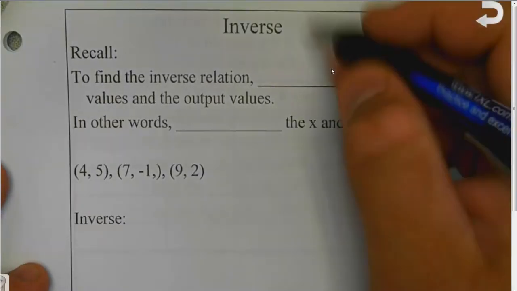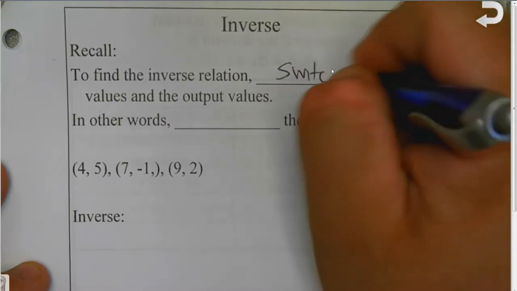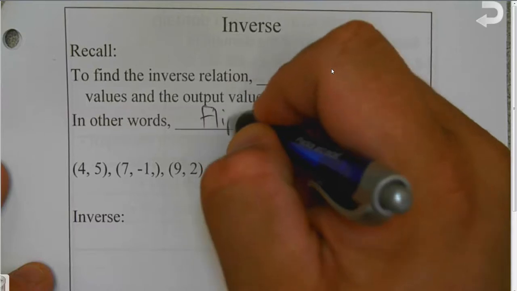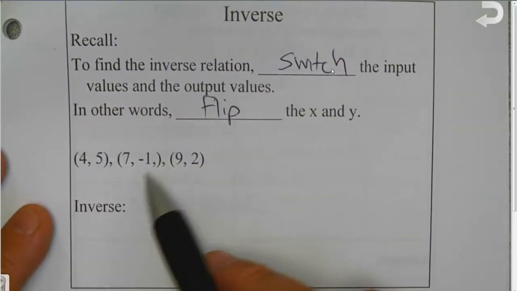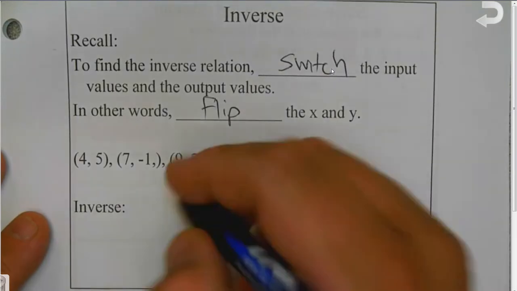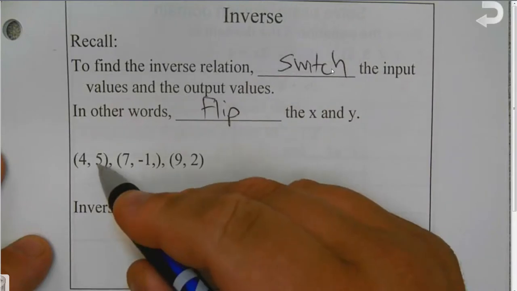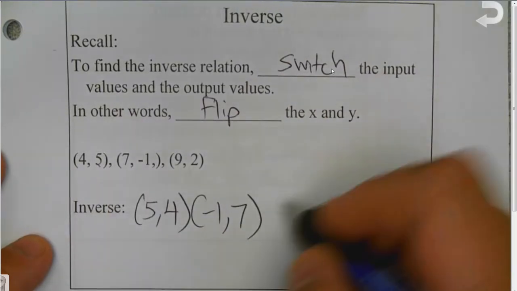Alright. The inverse of a function. All you have to do to find the inverse is you switch the input and the output. So in other words, you're going to flip the x and the y. So if this is my original function, then the inverse is 5, 4. Notice I flipped 4, 5. Negative 1, 7. And 2, 9.